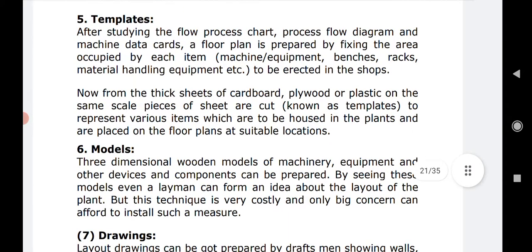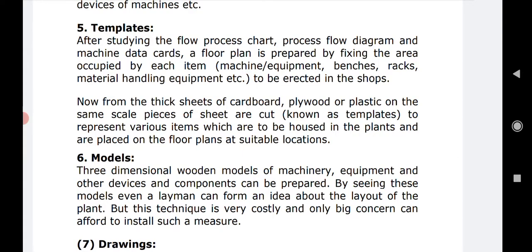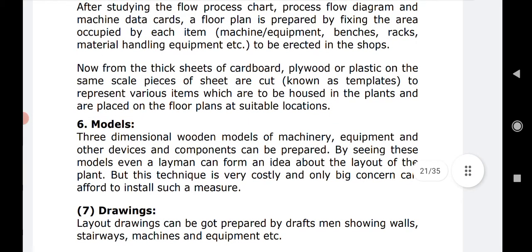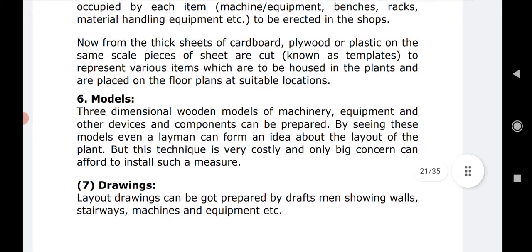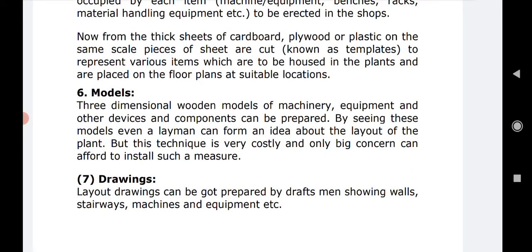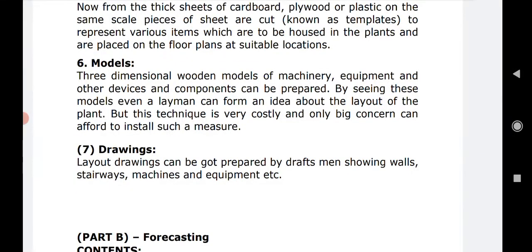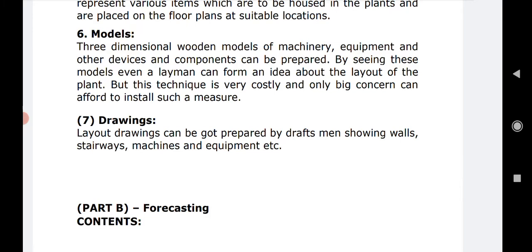Alright, next up is templates. After studying the process chart, the process flow diagram and even the machine data cards, a floor plan is prepared by fixing the area that is occupied by the machines, equipment, benches, racks, whatever facilities are there in the plant, everything is shown here, and each item is erected in the shops, right? So it may be prepared with the help of thick sheets of cardboard, plywood, and even plastic sheets may at times be cut into pieces that turn out to be the templates, so that they represent the various items which are actually placed in the plant, and they even show the floor plans at suitable locations. So that is how it is used.